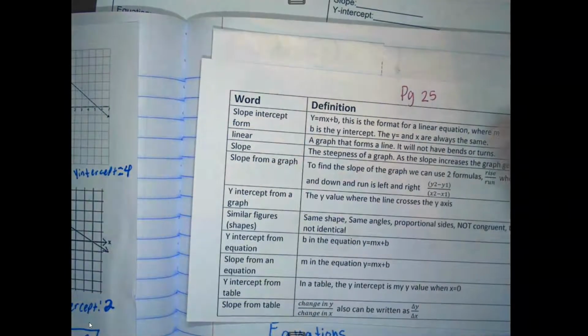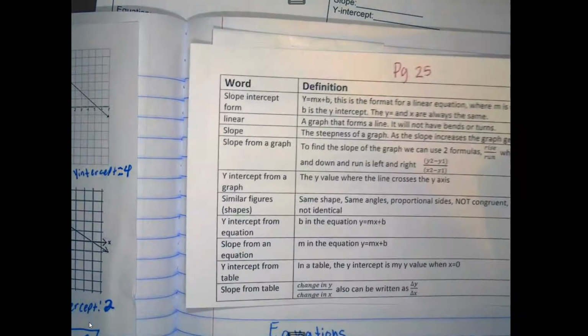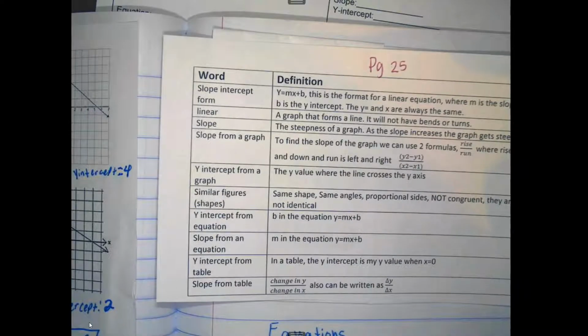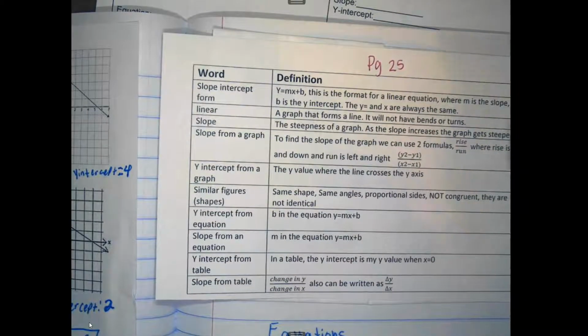If you have a way to print it, it's probably easier because it is kind of a long list this time around. But it needs to be written on page 25 of your journal. Now, there should already be a list of words on page 25, so you are adding to this.